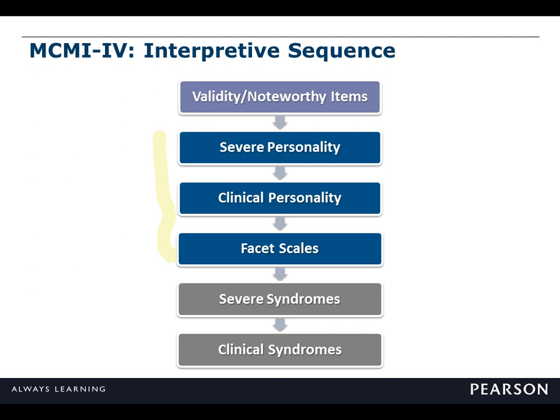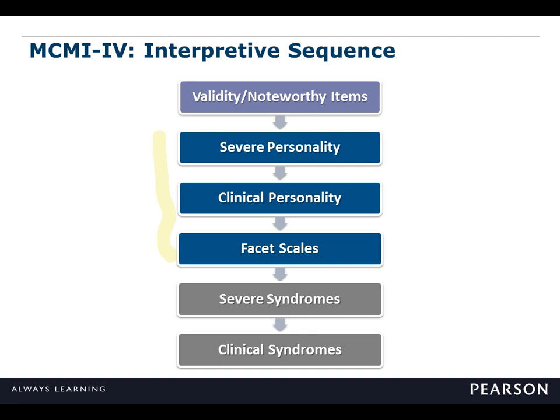Having a sense of that, we go on to the noteworthy items to check whether we have any specific differential diagnoses, or any red flags which would disrupt our normal interpretation and perhaps move us into something of a more tertiary intervention. From that point, we move into the severe personality scales: the schizotypal, borderline, and paranoid scales. Why do we do that? I'll go into more detail on the next slide, but in short, we want to see the structural cohesion of the personality.